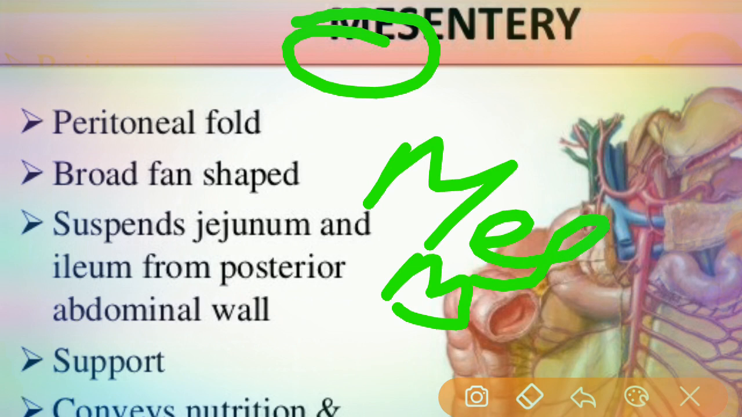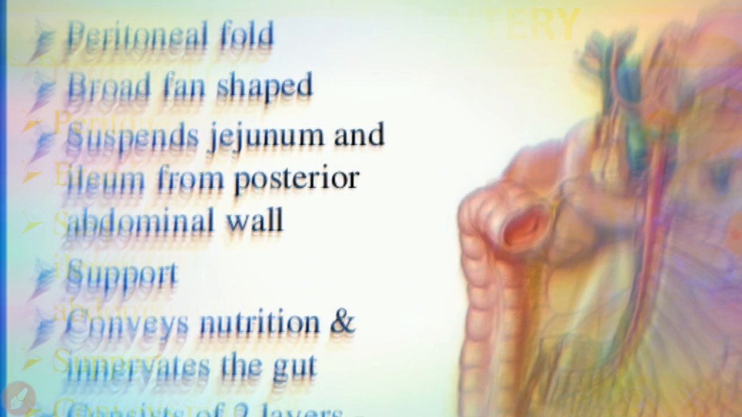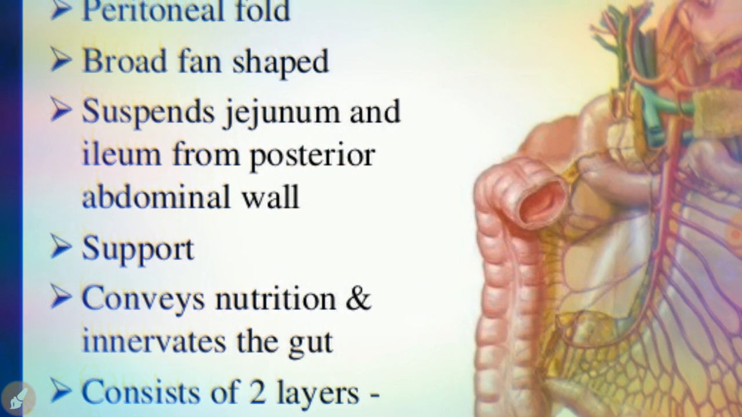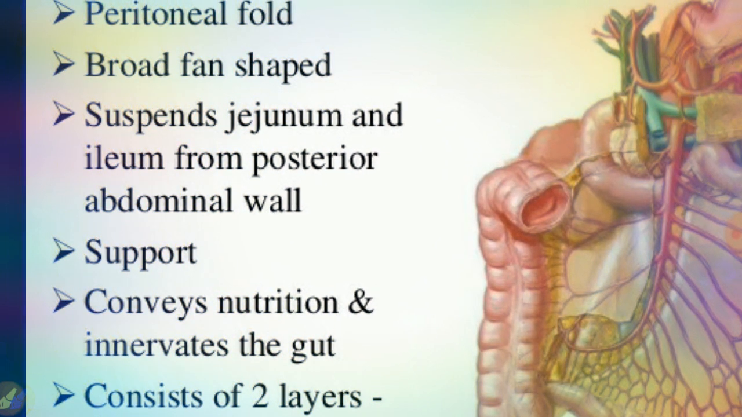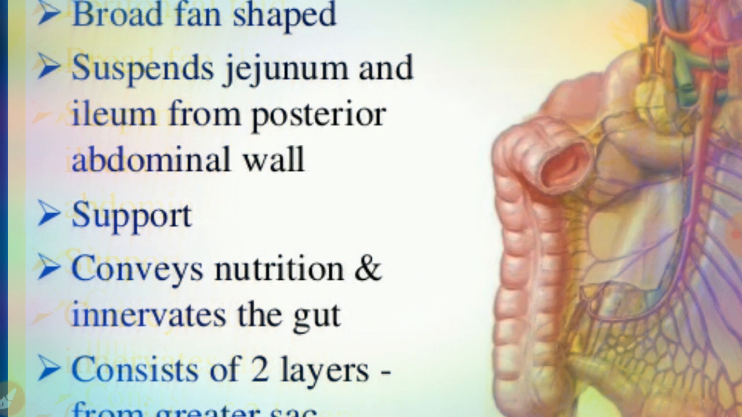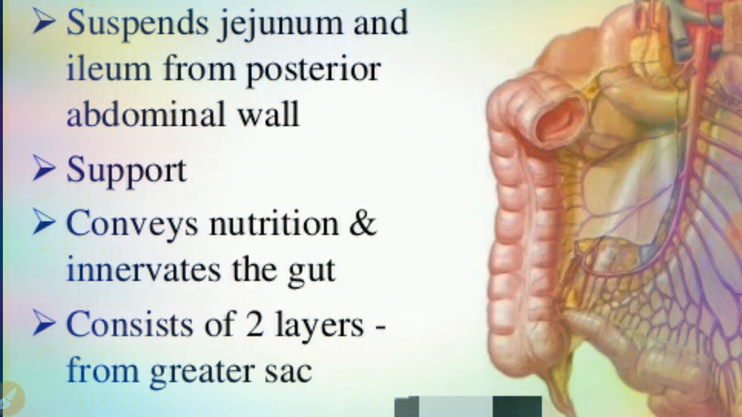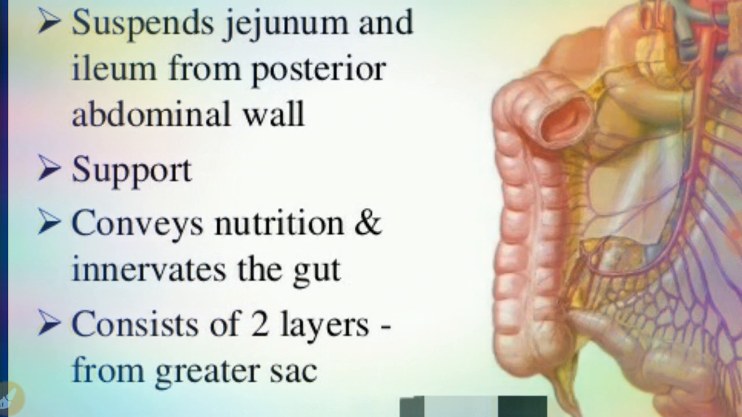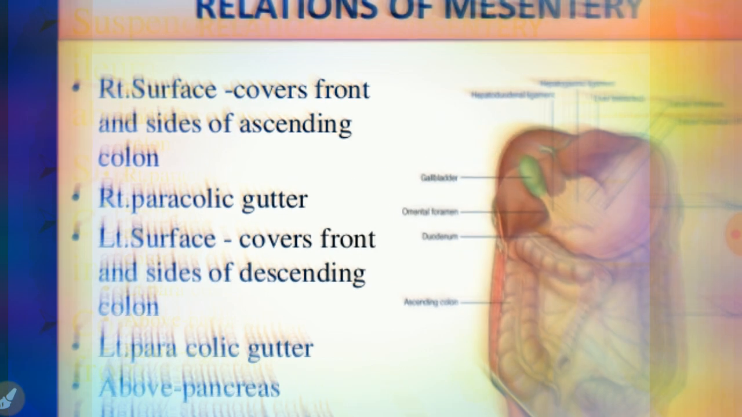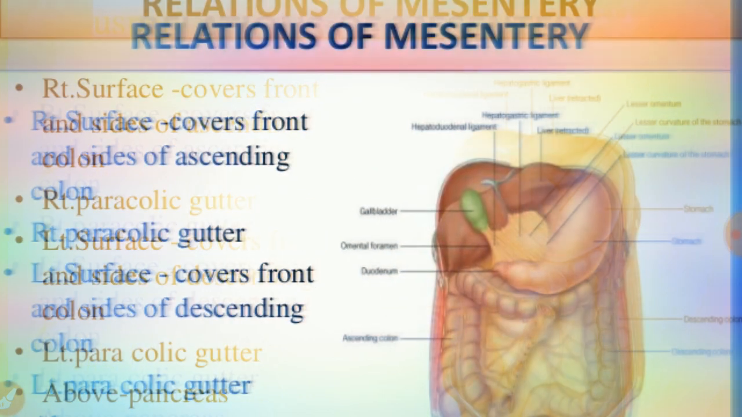Between the two layers are the blood and lymphatic vessels and the lymph nodes, enclosed by the mesentery. It also supports the abdominal wall. It suspends the jejunum and ileum from the posterior abdominal wall, and it conveys nutrition and innervates the gut. Mainly it consists of two layers from the greater sac, with the blood and lymphatic vessels and the lymph nodes. See here, let's see the relations of the mesentery.